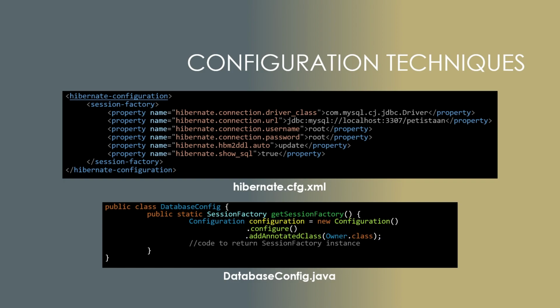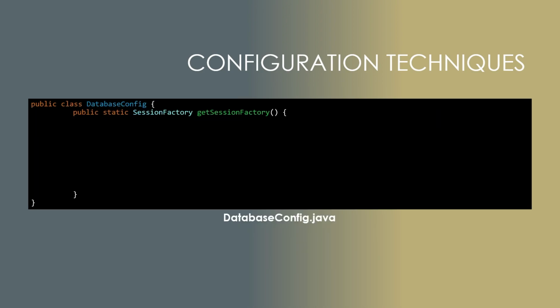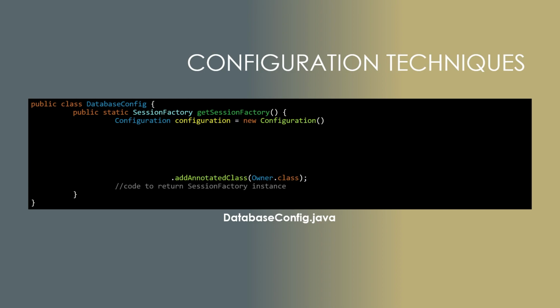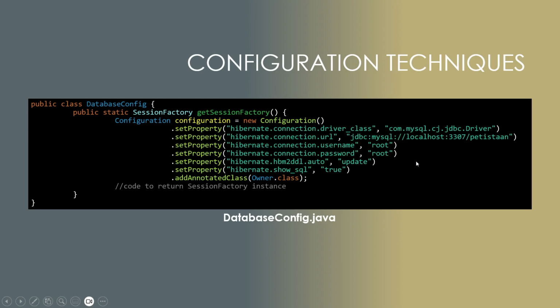Now the second way is more interesting. This time you directly go for the DatabaseConfig, like the last time, same SessionFactory, same Configuration. We did configuration, annotated class, and this last time also. Now where are the properties? This time the properties are directly loaded. Instead of having a separate XML file, we can directly say here with the configuration setProperty. So this method is provided.